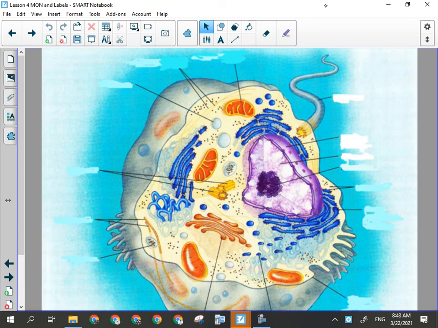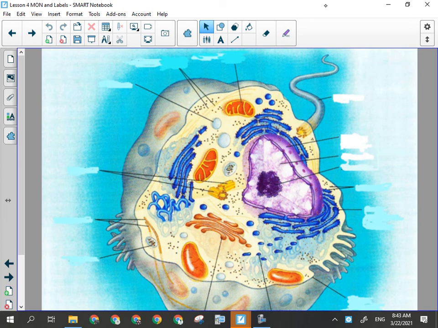Then I'm going to go into detail about what all the parts of the cell do. As we're labeling, I'll tell you a brief description of what they do. You don't need to write that down, but we will be going through the notes on what each part does in detail right after we do that. So all you need to do right now is make sure you get the labels on your cell diagram that you got on Friday.